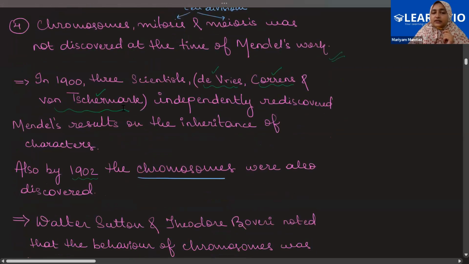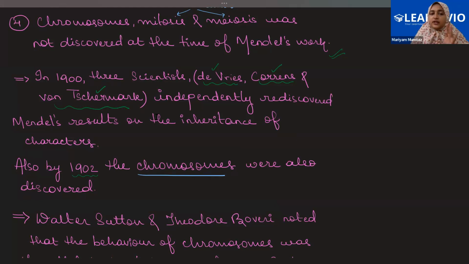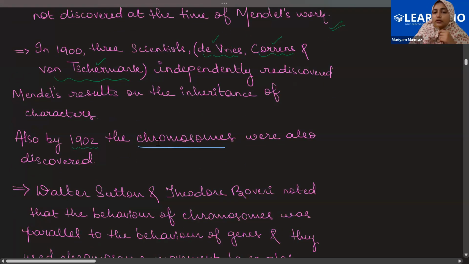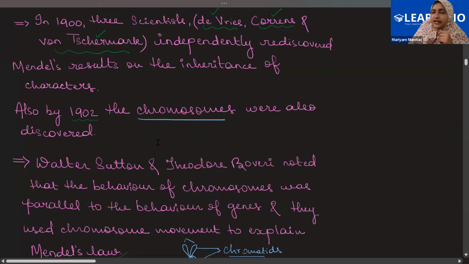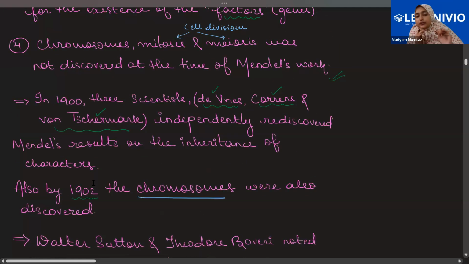Now, in the 1900s, three scientists, De Vries, Correns, and von Tschermak, independently rediscovered Mendel's results on the inheritance of characters. These three scientists were working separately, and each of them came to the conclusion that Mendel had already given, right? By 1902, the chromosomes were also discovered because electron microscopy had become very developed. So all of these things came many years after Mendel worked.